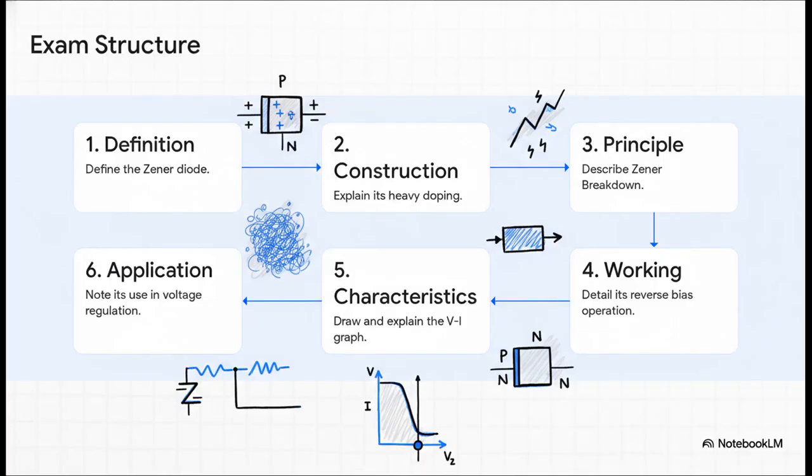Start with the simple definition. Then explain how it's built. Remember that heavy doping? From there, you explain the principle behind it. That's Zener breakdown. That leads right into explaining how it works. Then you show its behavior with the VI graph. And finally, you wrap it all up with its most important application, voltage regulation.